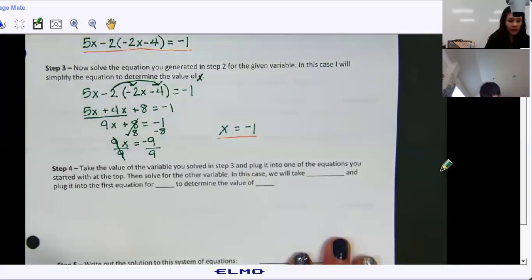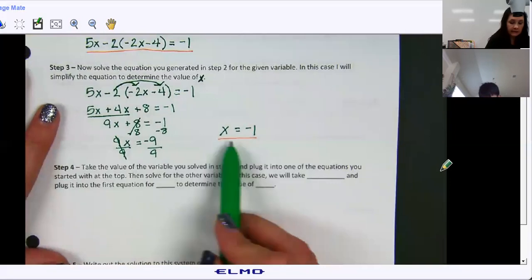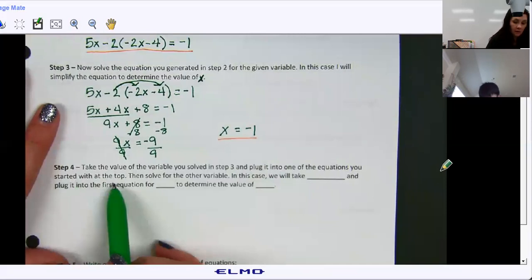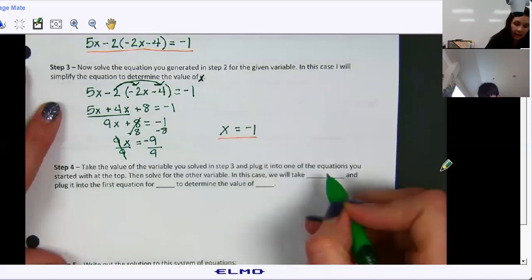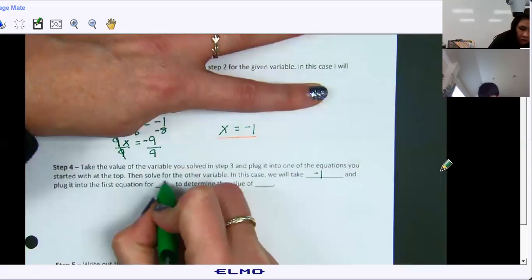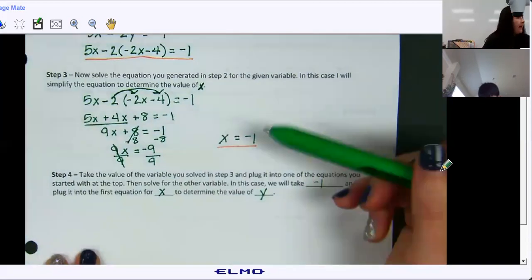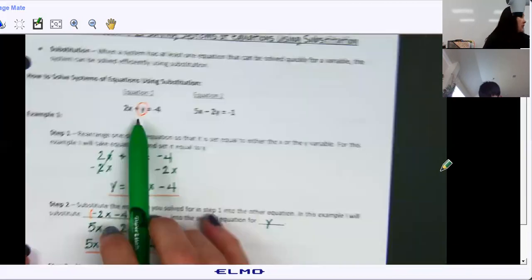So in step 4, it says take the value of the variable you solved for in step 3, that's the x, and plug it into one of the equations you started with at the top. Then solve for the other variable. So we're going to end up solving for y. In this case, we will take negative 1 and plug it into the first equation for x to determine the value of y, okay? So I'm gonna kind of start over with step 4 a little bit. We found the value of x. In order to now find the value of y, I'm gonna plug negative 1 into one of these equations, wherever x is, and then solve for y.